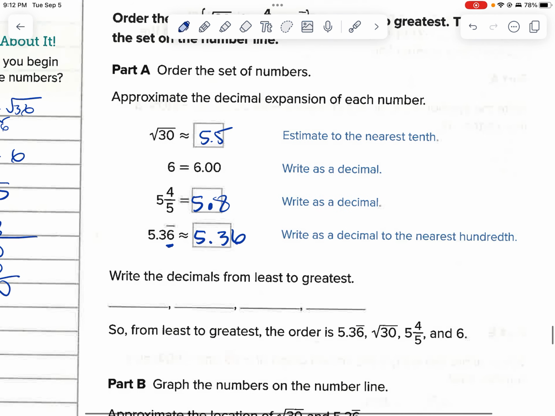Okay, write from least to greatest. Well, the greatest number is 6, so that would go there. The smallest number is 5.36. Then 5.5 would go here. So that is the square root of 30. And then 5 4/5 would go here.